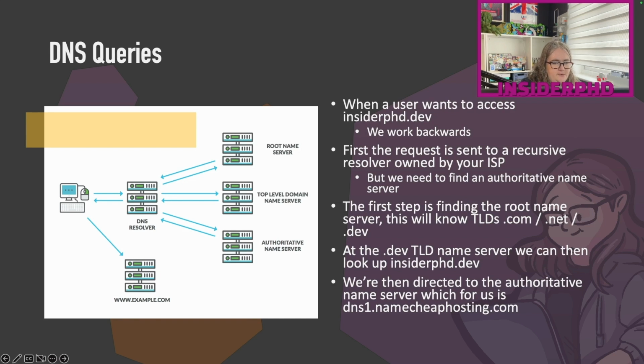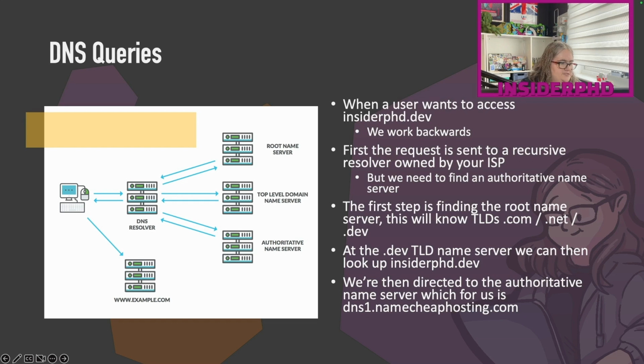So first, the request is sent to a recursive resolver owned by your ISP. Essentially, you ask your ISP, "Hey, do you know any information about insiderphd.dev? What's the IP address?" But we need to find what's called an authoritative name server. So we need to find the people that own .dev. Then we go to a root name server, and it sends us onwards and says, okay, I'll try asking them. And it will be able to point us based on the TLD.